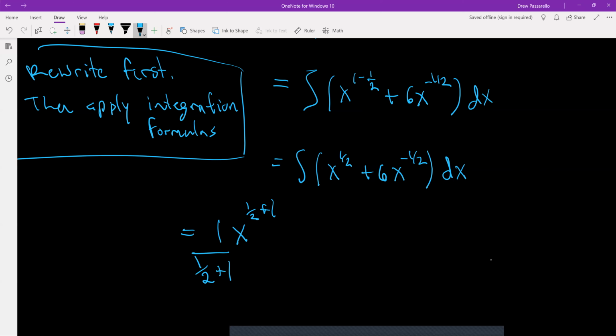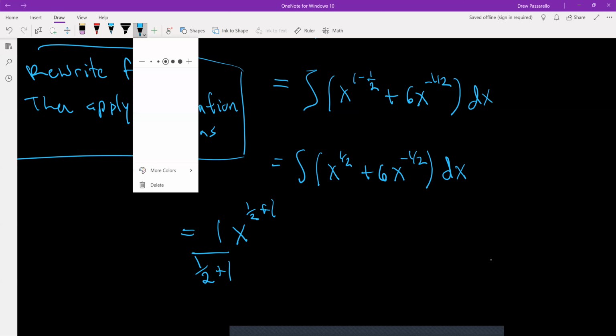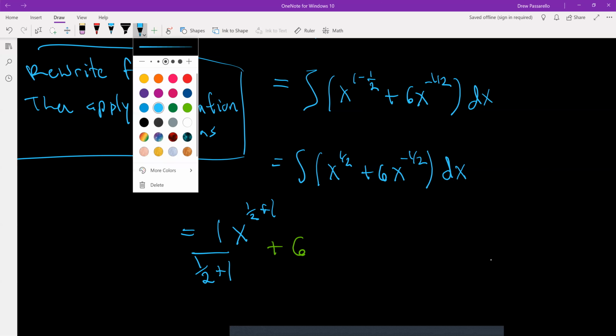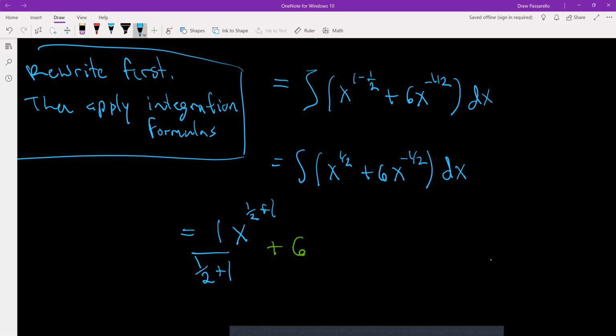So the 6 times x to the negative 1/2, you factor out the 6. So I'm going to put that in green, so factor out the 6, and then focus on integrating x to the negative 1/2. And that's doing the same rule that we've been doing over and over again. We add 1 to its exponent, so it'll be x to the negative 1/2 plus 1, and then divide by that same thing.